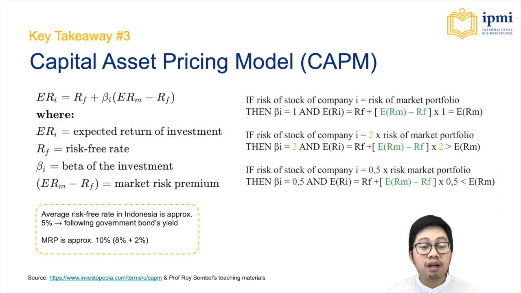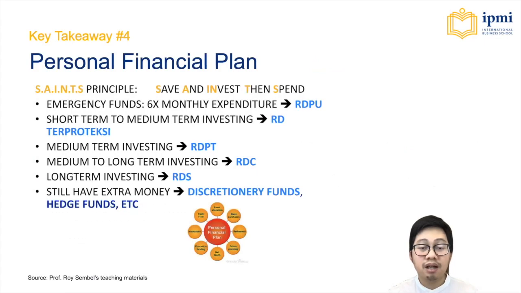In Indonesia, the average risk-free rate is approximately 5%, following the government bonds yield, while the MRP is approximately 10%: 8% following the US, and 2%, which came from the difference between the investment grade of Indonesia, BBB, and the investment grade in the US, AAA. Next, the personal financial plan.